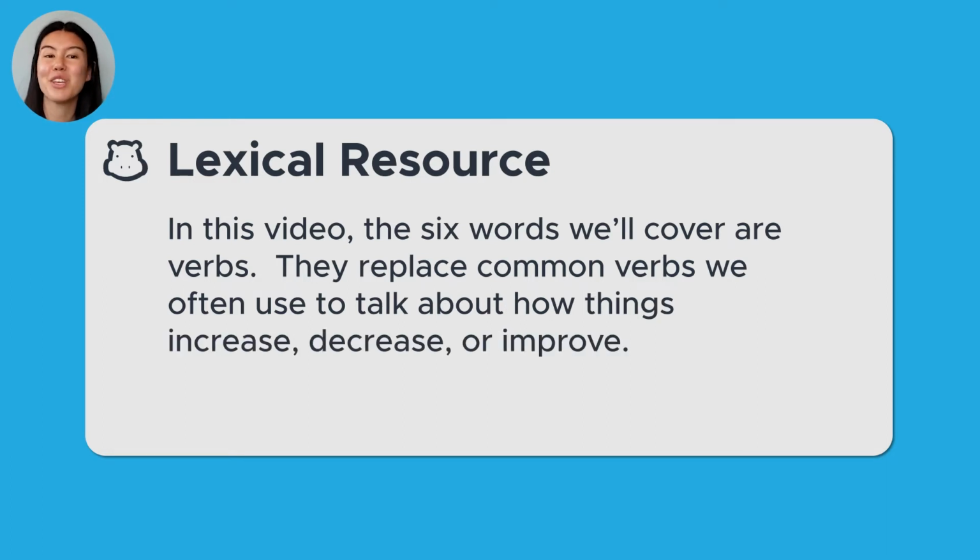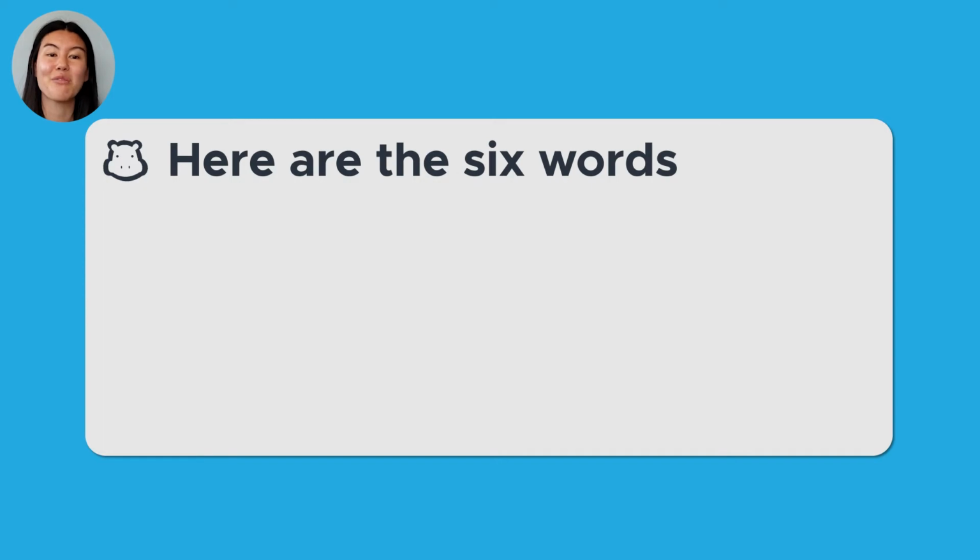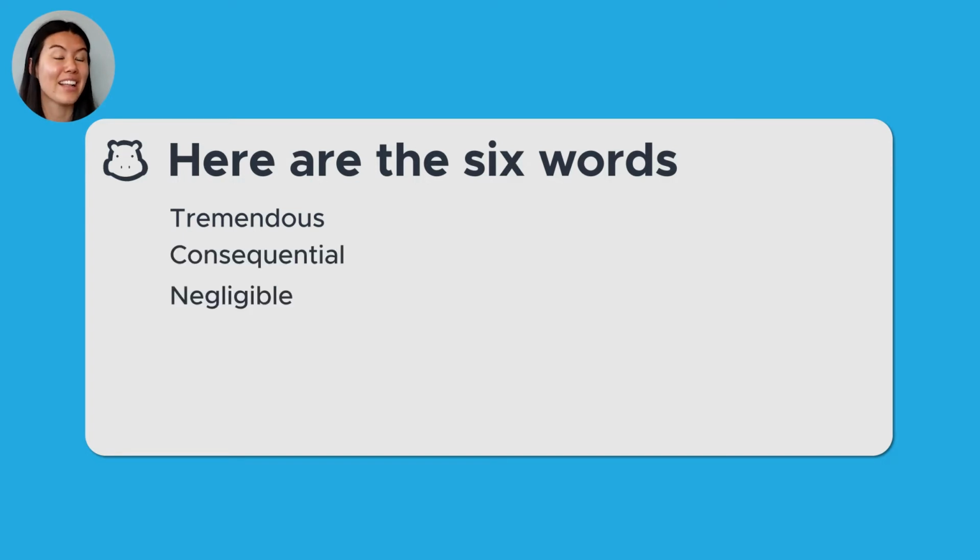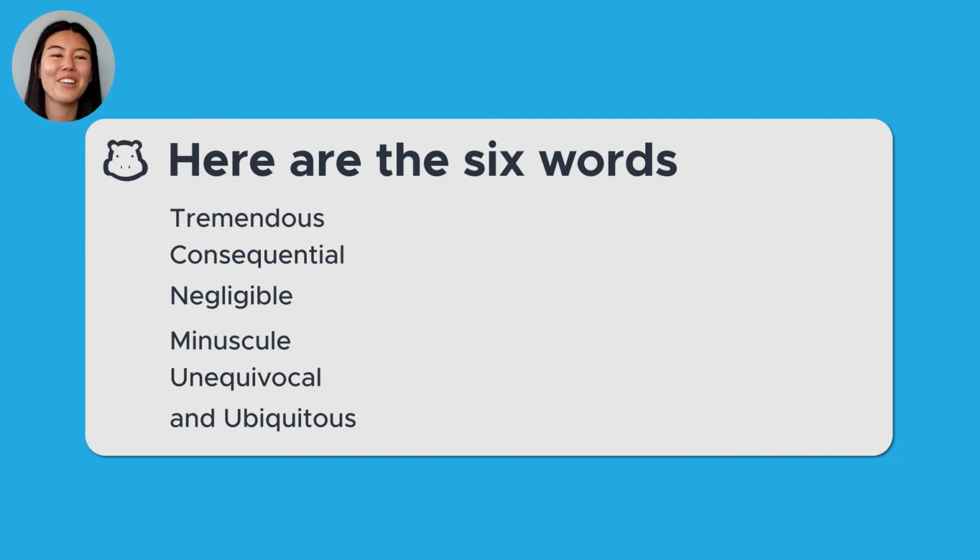All of the definitions we use are taken from Oxford Languages powered by Google. Here are the 6 words we'll cover in this video. Tremendous, consequential, negligible, minuscule, unequivocal, ubiquitous. They'll help us add more eloquent descriptions to our writing. Ready to expand your vocabulary?